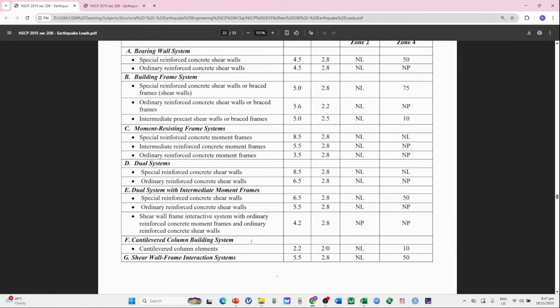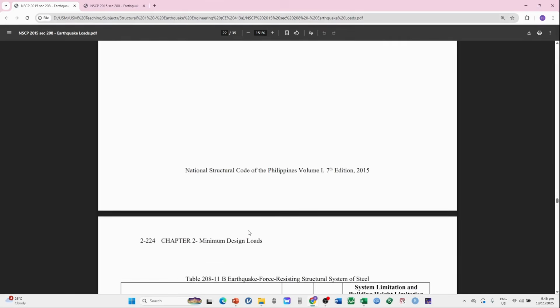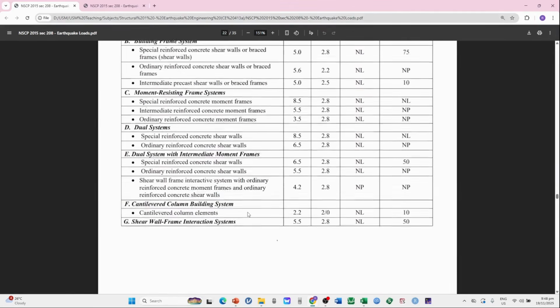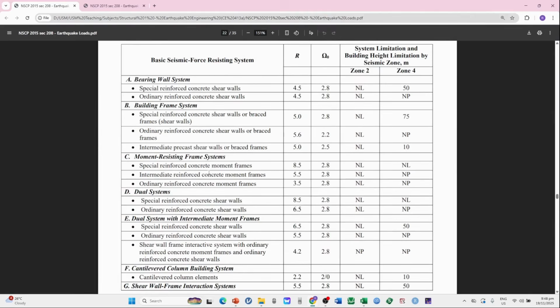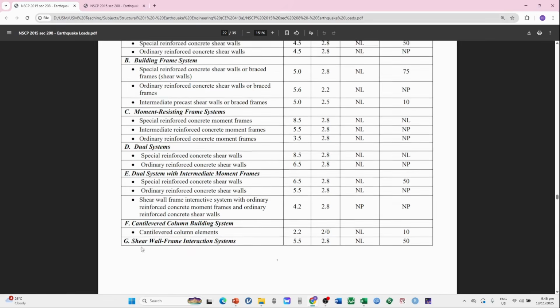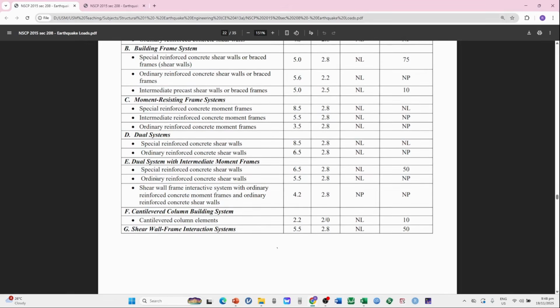Okay, so cantilevered building column system is limited only to 10 meters now. So shear wall frame interaction system, I did not bother to discuss because in steel there is no such thing there. So I just only discuss the most common or basic. So we have A, B, C, D, and E. So okay. So D and E here is the same, almost the same. So F is the cantilevered column building system.